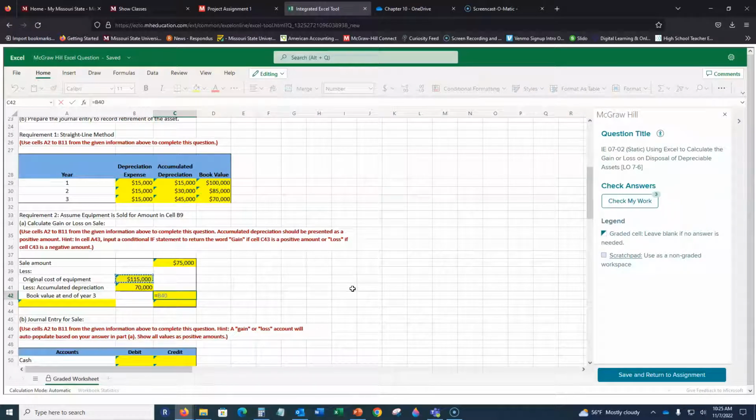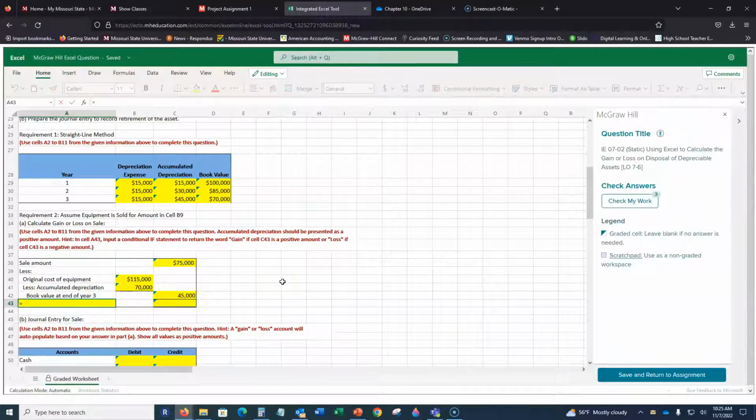What is our book value at the end of year 3? Well, it's our original cost, less our accumulated depreciation. That's $45,000. Or we can simply go up here and pull it from our table. Okay. Now, here is where we need to be careful. Note that the directions tell you to input a conditional if statement to return the word gain if cell C43 is positive and loss if it's negative.